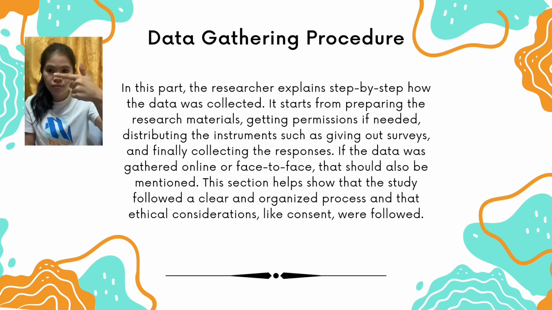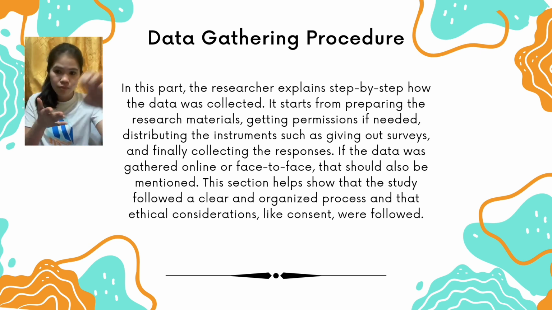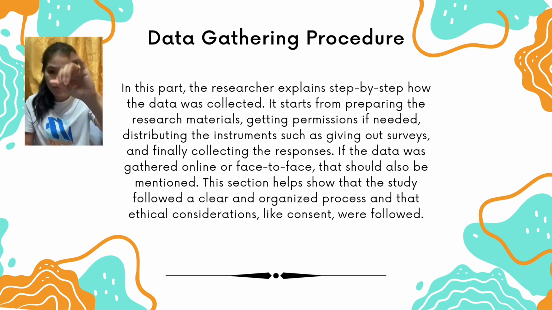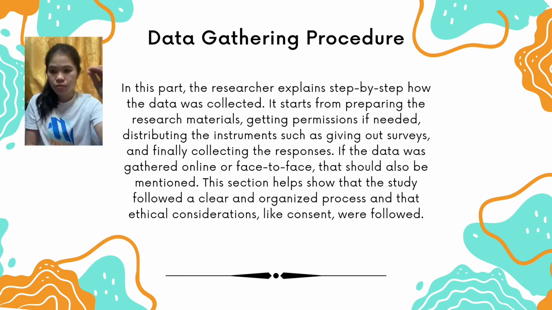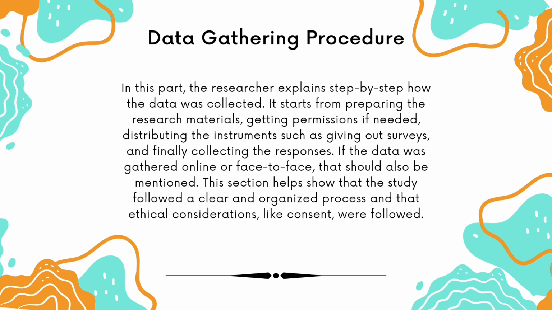Data gathering procedure. In this part, the researcher explains step-by-step how the data was collected. It starts from preparing the research materials, getting permissions if needed, distributing the instruments such as giving out surveys, and finally collecting the responses. If the data was gathered online or face-to-face, that should also be mentioned. This section helps show that the study followed a clear and organized process and that ethical considerations like consent were followed.